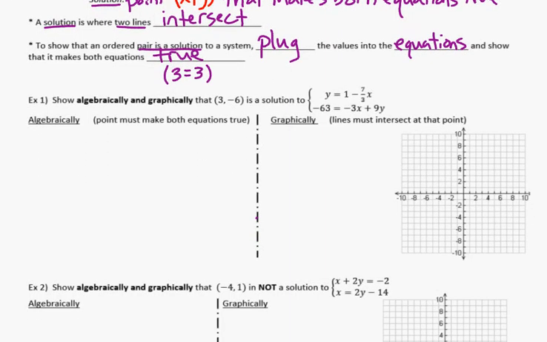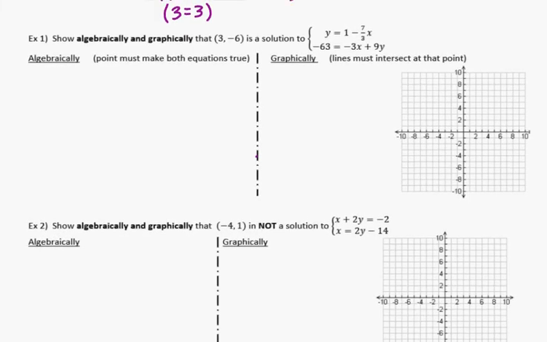So if I go to example 1, the example is dealing with a system of equations. I'm going to make the first one green, and the second one purple because I can. The question says, show algebraically, so that's plugging values in, and graphically, by putting them on a graph, that this ordered pair, 3 comma negative 6, is a solution. So there's no mystery here. It's telling me that it works, that it's a solution. So I'm going to prove that this is true.